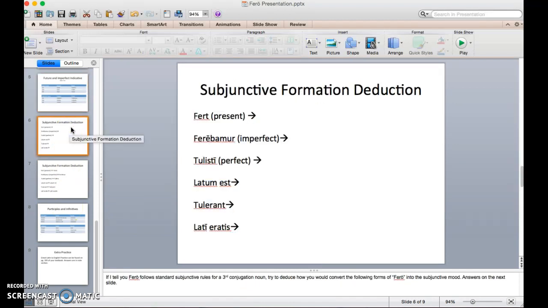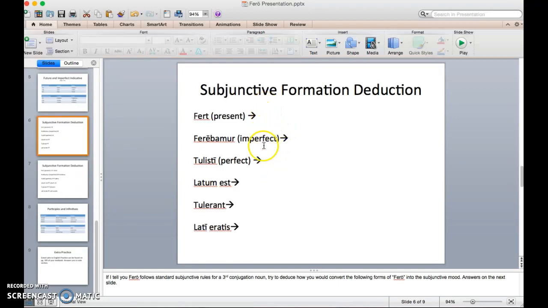All right, so subjunctive. Always tricky, but this will serve as a nice practice for recalling your subjunctive formation rules for all verbs, because fero is going to be entirely normal. We just have to rely on our principal parts and remember our formation rules.